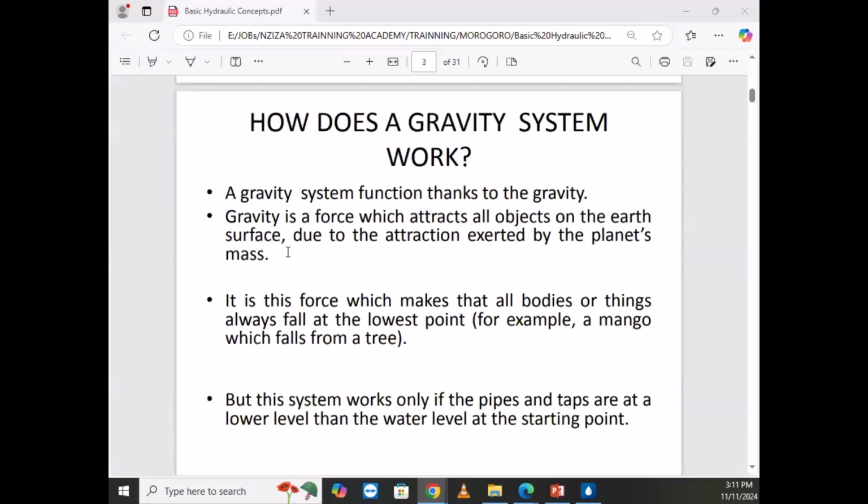How do gravity systems work? We all know that it is a system driven by gravity. So you have to put water at your highest level so that gravity will force water to go down and be distributed everywhere. We all know that concept, yes? Yes.